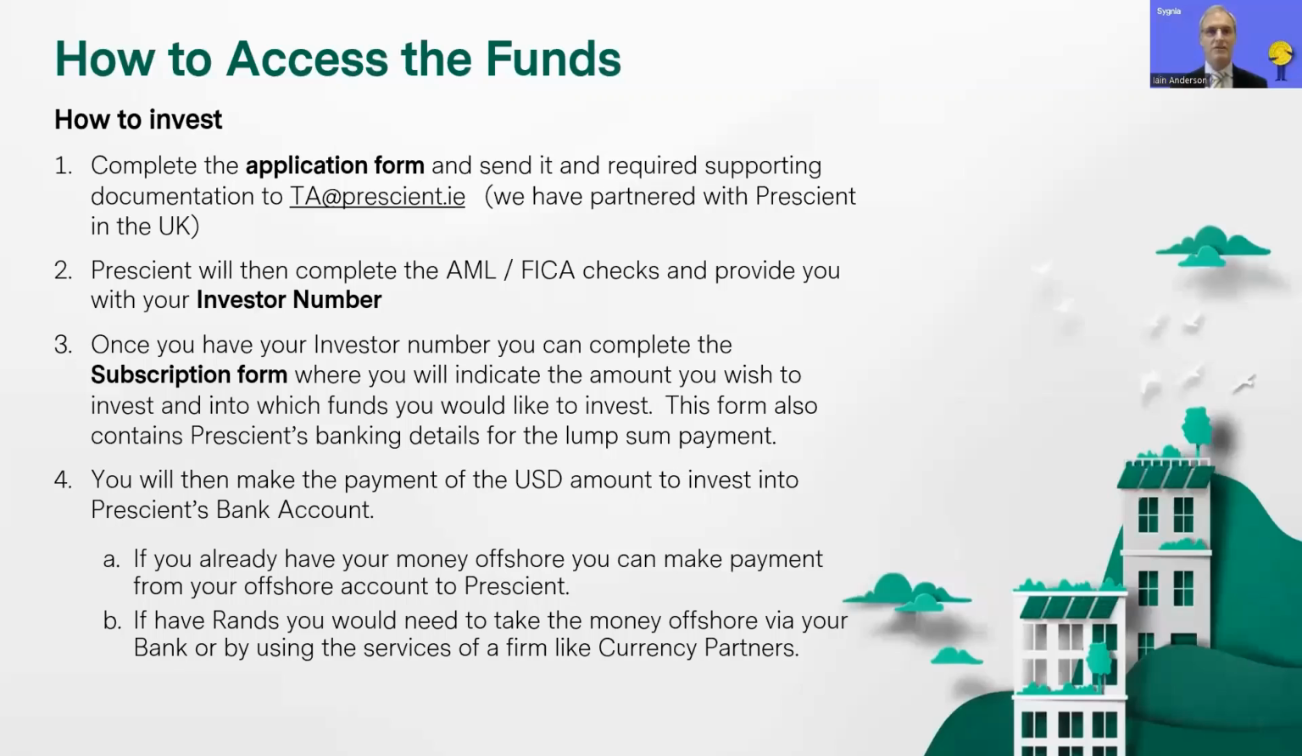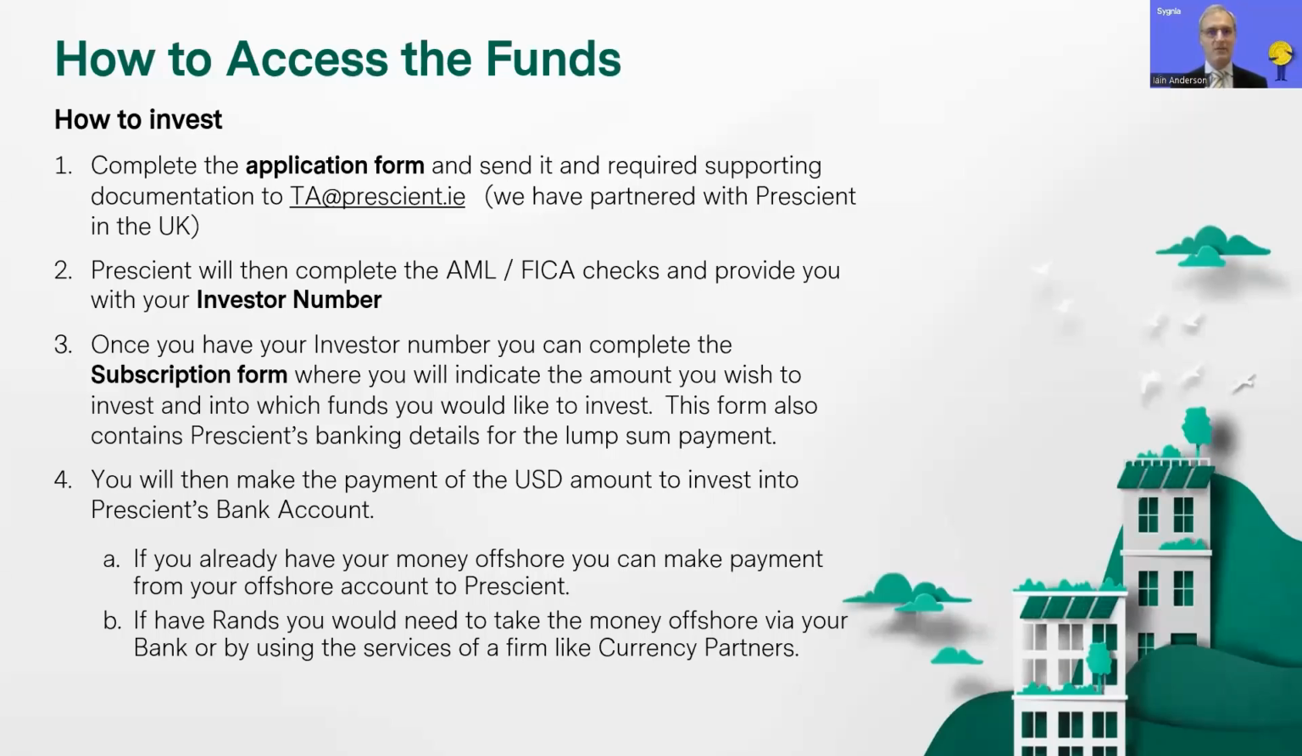So you complete that application, you send it through to Prescient along with some documentation, which I will outline just now, and that just lets Prescient know who you are. And they will then perform the AML, the anti-money laundering, and the FICA checks on yourself. And that's just to ensure that you are who you say you are. And again, that is because it is such a highly, highly regulated environment.